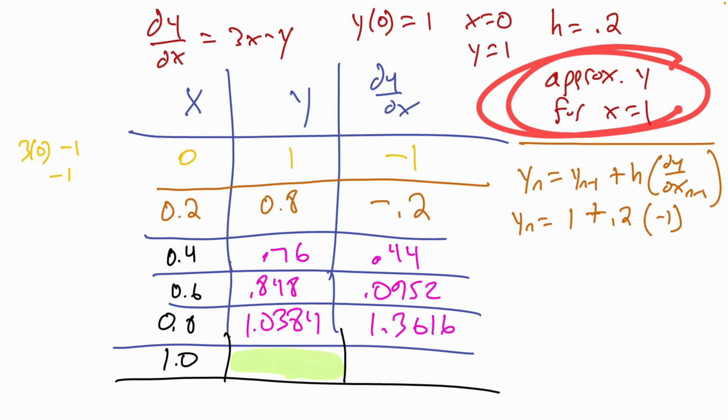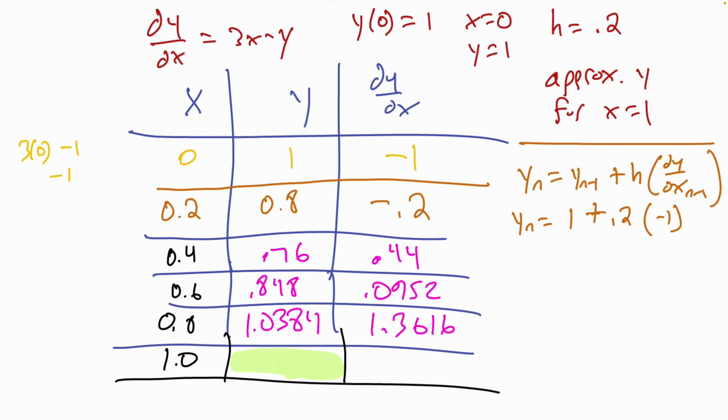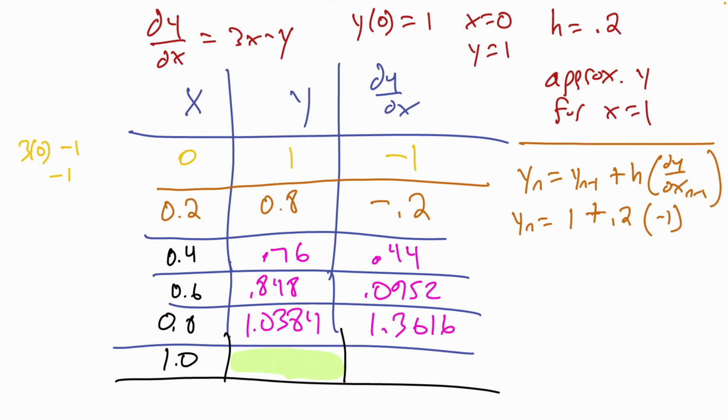We were asked to approximate y for x equals 1. We had our step size of 0.2, so we had to keep working every 0.2 up till we got to 1. And so now we're going to use this equation to figure it out. So our last y plus our step size times the last derivative. And that gives us a final answer of 1.31072. And there you go. That is the approximation for y at x equals 1. Now, it's just an approximate particular solution. It's not the exact solution.